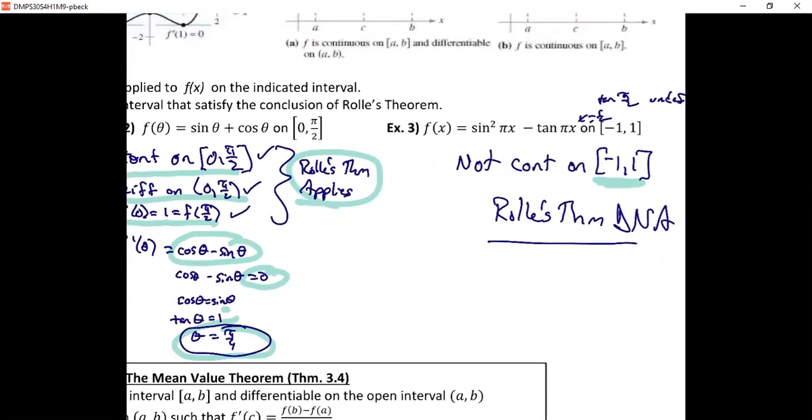I have had students who've done a lot of work and they solve this, and it's like, guys, please don't do that. The very first thing you should check is, does Rolle's theorem apply? And if it doesn't, you don't have to do anything.